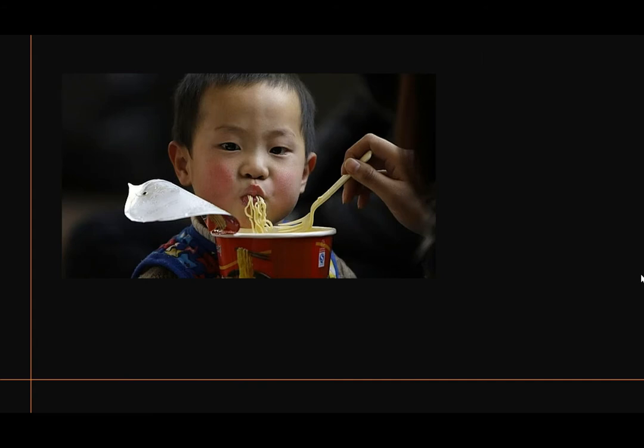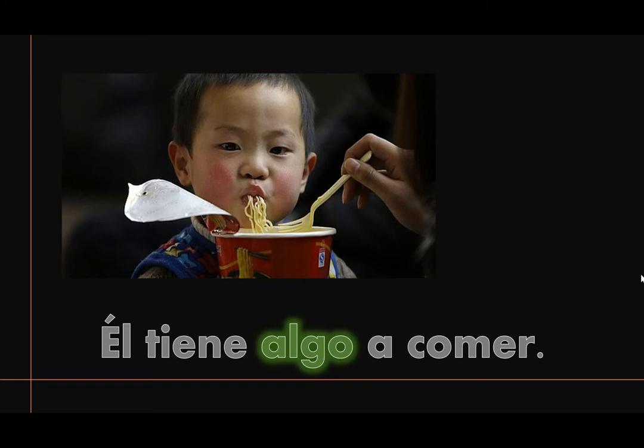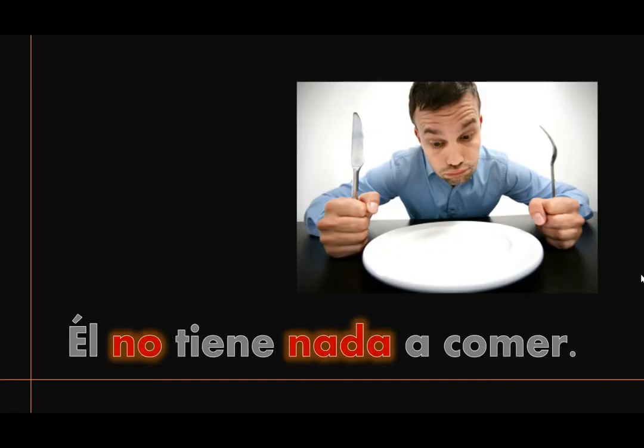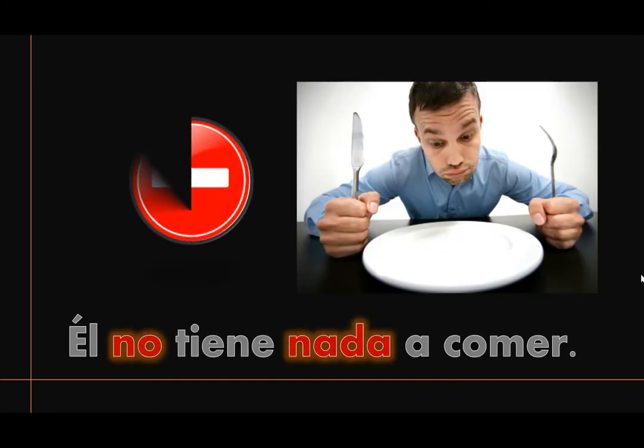Let's apply it to the next sentence. Él tiene algo a comer. Positivo. He has something to eat. Muy bien. Él no tiene nada a comer. So es el negativo. We're negating the tener, and then we're saying he doesn't have anything, nothing, nada a comer.